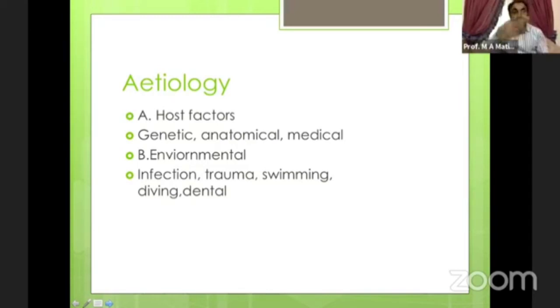Okay. Now, what are the causes of sinusitis? There are two main factors: one is host factors and another is environmental factors. Host factors mean the patient's own problem, like a genetic problem. The patient has depressed ciliary activity, like ciliary motility problems, Kartagener syndrome, you know. So they have more problems with this. Anatomical variation of the nose is a very important cause of sinusitis. What are those?